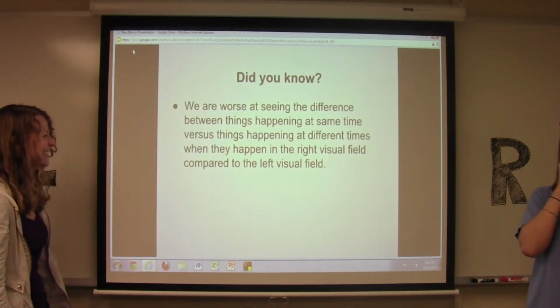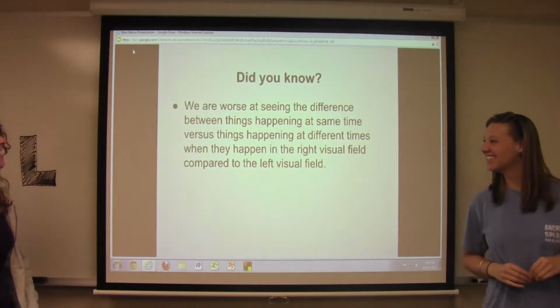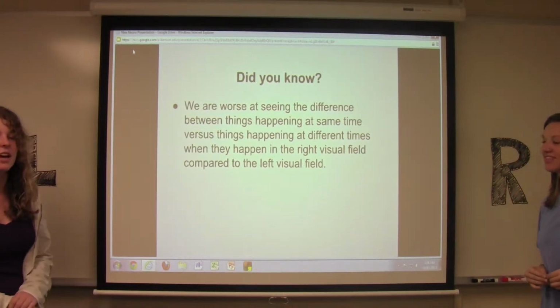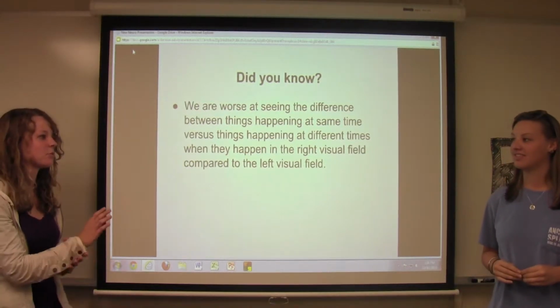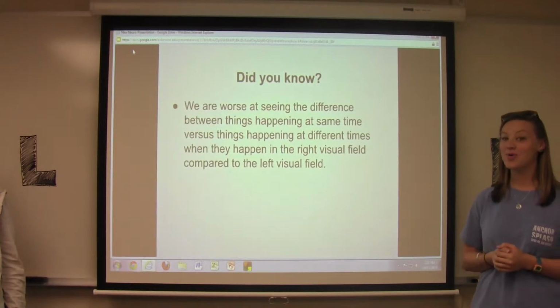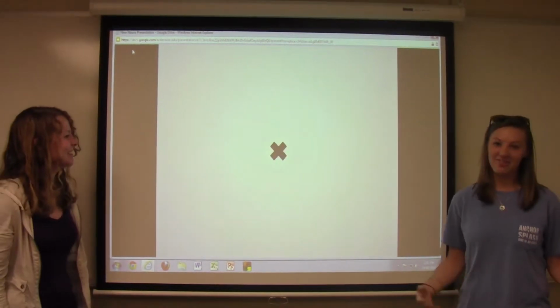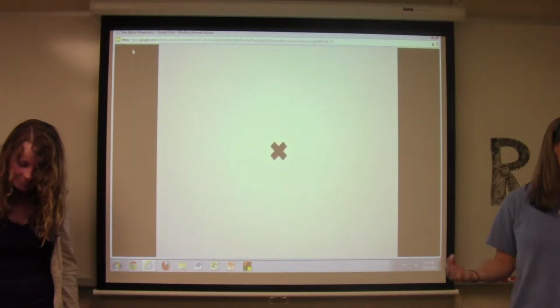Did you know that? We are worse at seeing the difference between things happening at the same time versus things happening at different times when they happen in our right visual field, over there where Rachel is standing, compared to our left visual field. Now you know. So we kind of wanted to do a visual demonstration of what exactly that concept is.